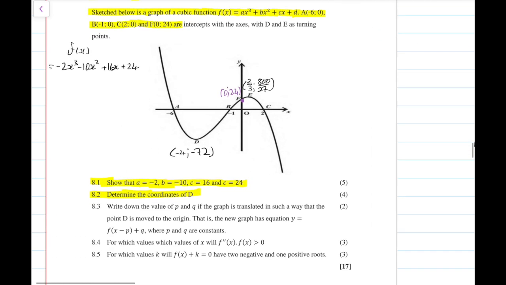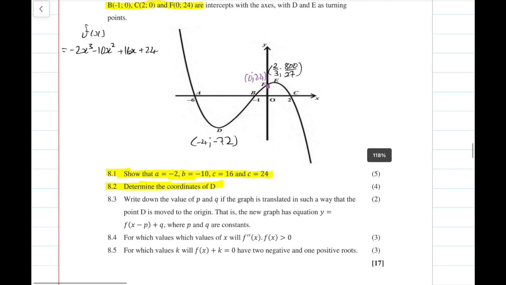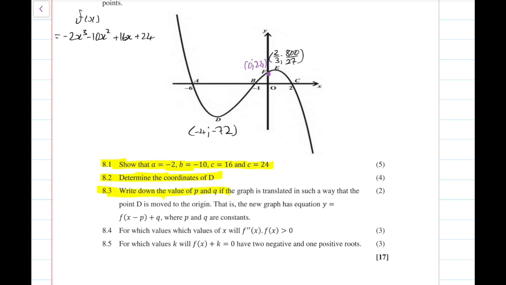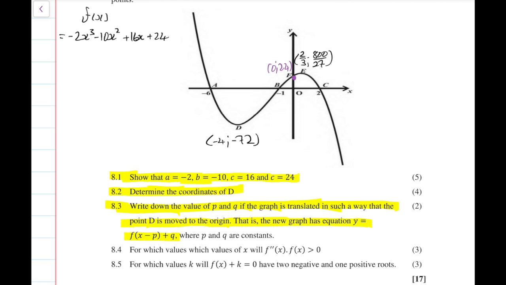It says for 8.3, write down the value of p and q if the graph is translated in such a way that the point D is moved to the origin. The new graph has the equation y equals f of x minus p plus q. So what they're saying here is this minus p is representing a horizontal shift, and this plus q is representing your vertical shift. So how must you move this particular graph so that point D is at the origin?